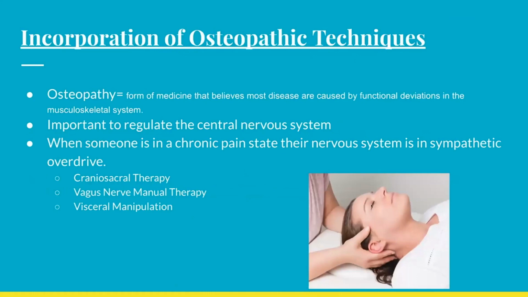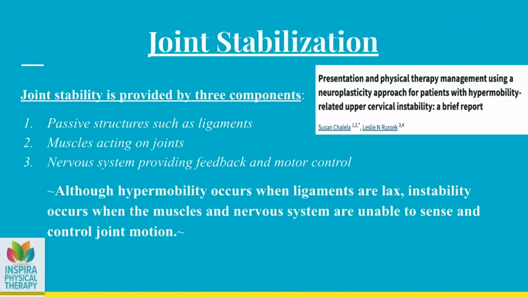So incorporation of osteopathic techniques, we use craniosacral, vagus nerve manual therapy, and visceral manipulation to help address that pain and help regulate the central nervous system. Then, once we've addressed the pain, if pain is the main complaint, we get to joint stabilization. So this goes into the orthopedic musculoskeletal side of things. And I am going to be referencing this article from Susan Chilela and Leslie Russick, where they really beautifully explain hypermobility and the components that you need to understand for proper physical therapy care.